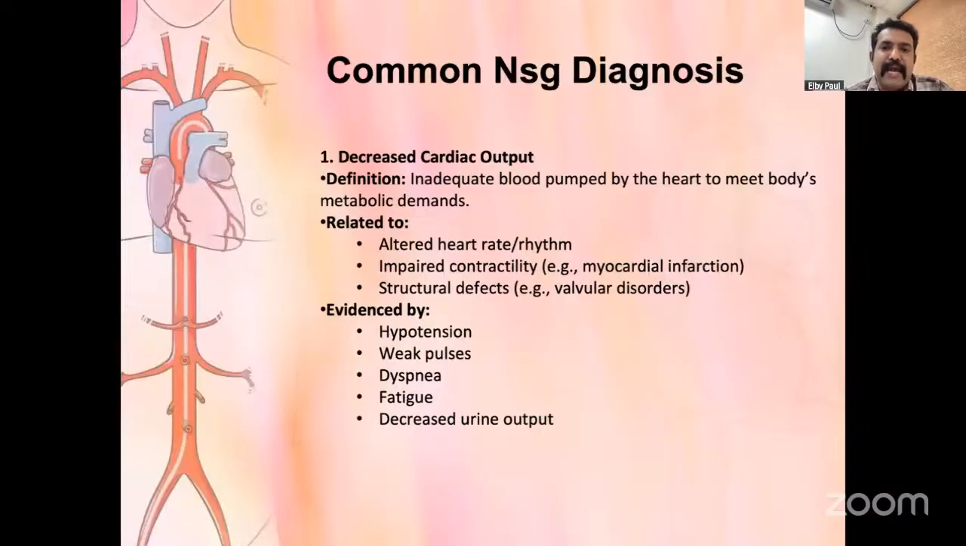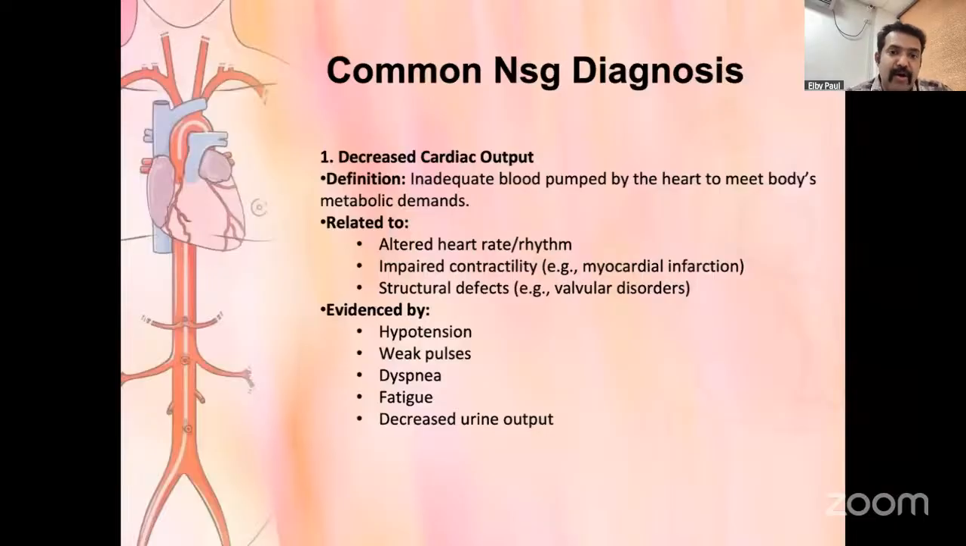One is what is the actual problem. Here, the actual problem you notice is decreased cardiac output. Okay, decreased cardiac output is related to altered heart rate, impaired contractility. Because of myocardial infarction, cardiac output can be low, or because of structural defects, valvular disorders, where valves like the mitral valve are not working properly, cardiac output can be low.